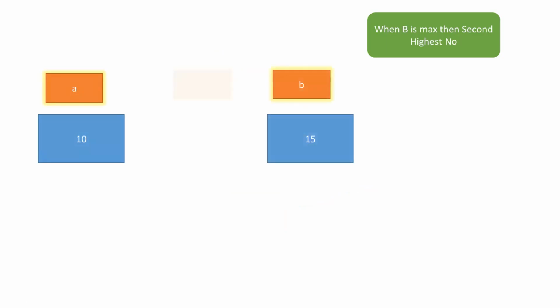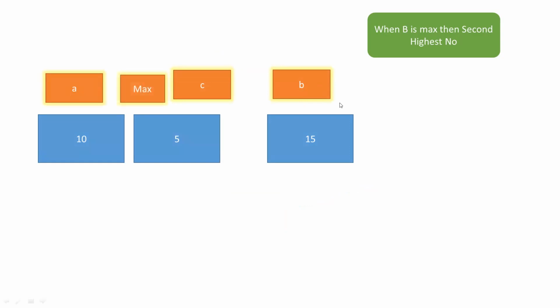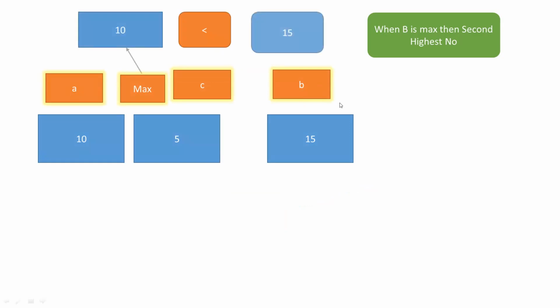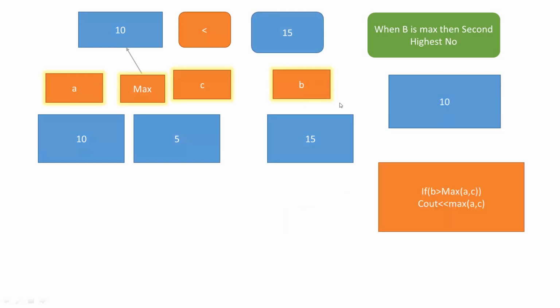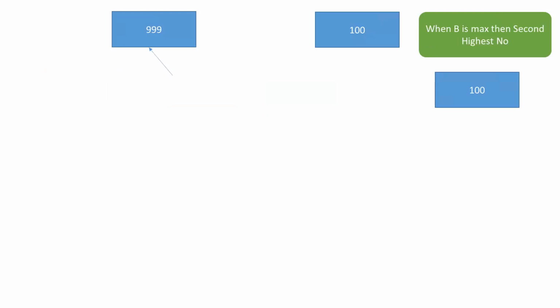So let's take another example. I have number A as 10, number B as 15, and number C as 5. So which one is maximum? Here I am considering B as the maximum, right? So from A and C, which one is maximum? 10 is maximum, and if I consider this, 15 is the highest. So the second highest number is 10. It will print the number 10.